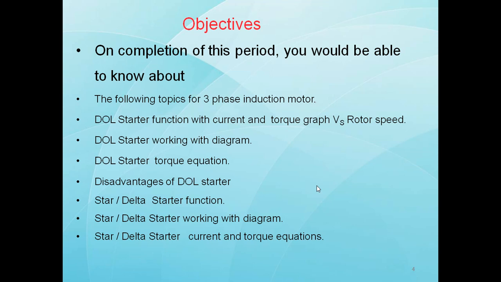So the following are the common methods of starting a three-phase induction motor. What are the types of starters? Direct online starter, auto transformer starter, star delta starter, and rotor resistance starter. The first three methods are applicable for both squirrel cage and slip ring rotor. So let us see how it will be useful.